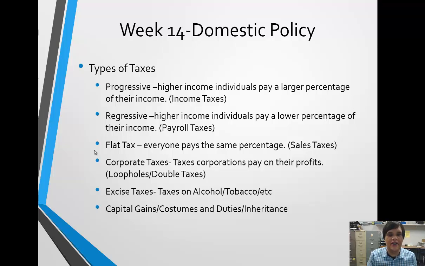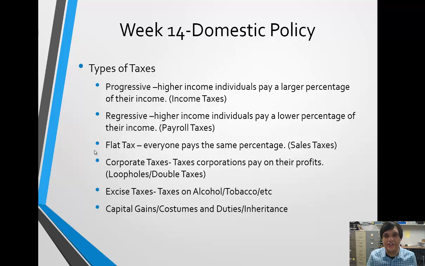And then finally, to add on to the tax policy, we add corporate taxes. We talked about taxes that corporations pay on their profits. However, we also talked about a number of loopholes and double taxes where they can get away with not paying a whole lot of corporate tax, even though the corporate tax rate here in the United States is fairly high.